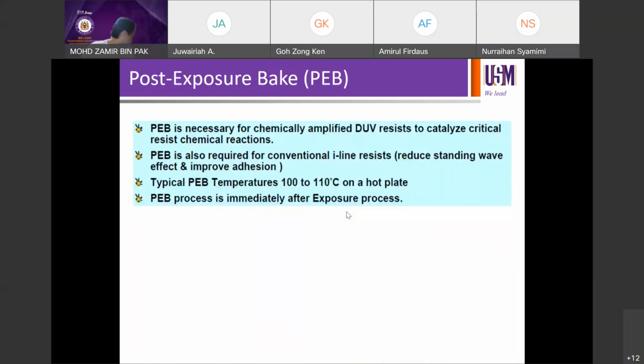Okay, so after the exposure, there's a process that we call PEB, or post-exposure bake. So essentially what we do is we bake the pattern that we've printed. So remember at this phase, so let's recall your 8 steps.